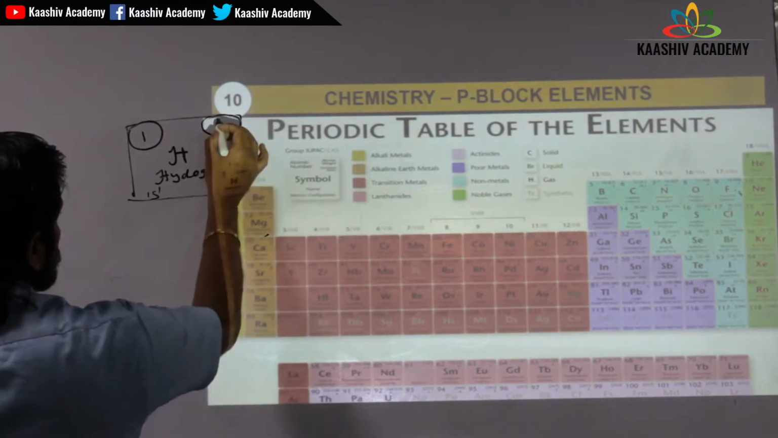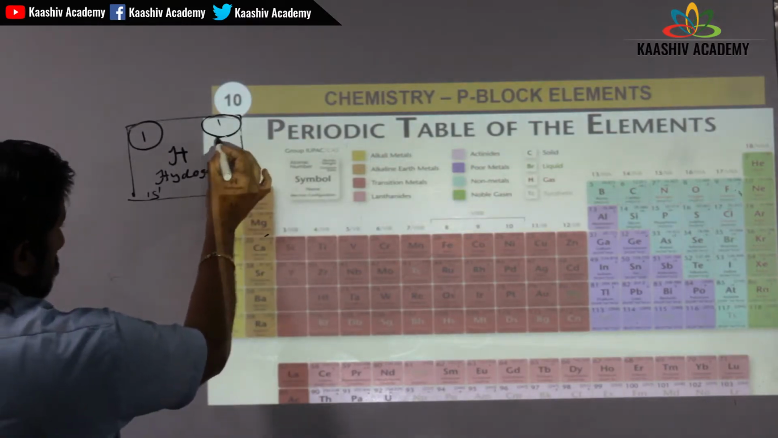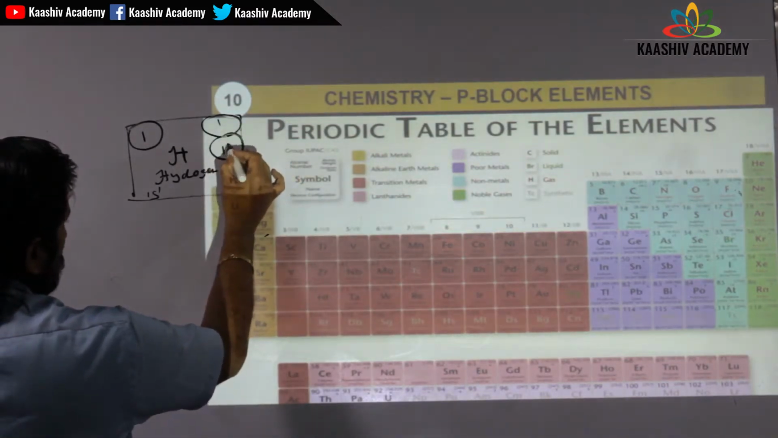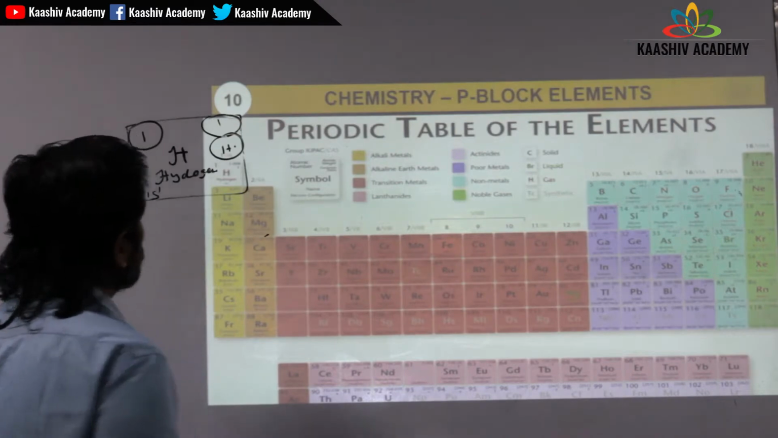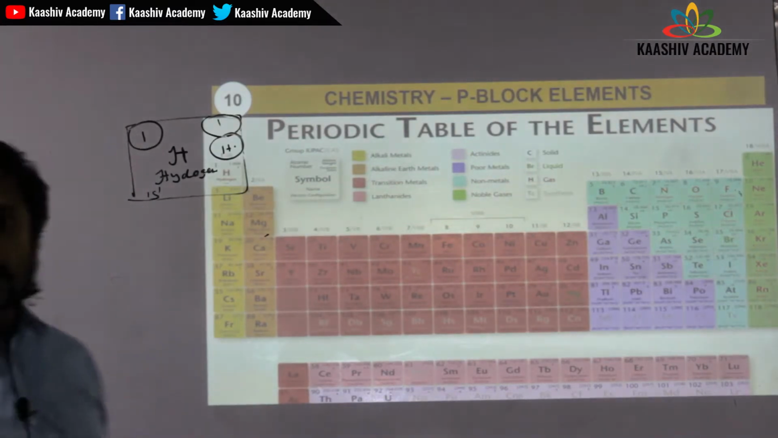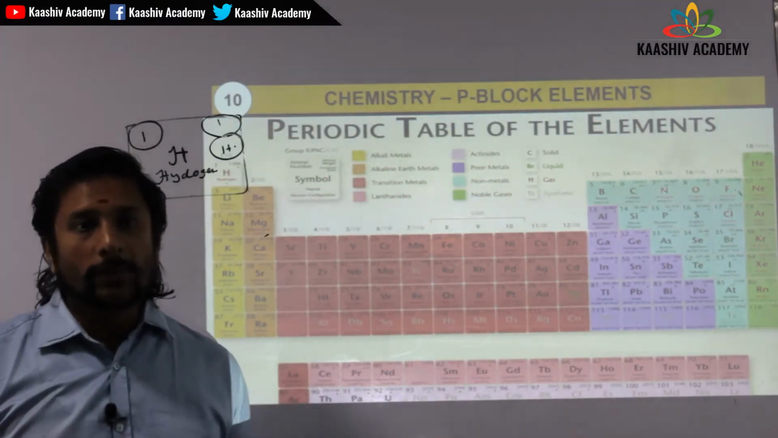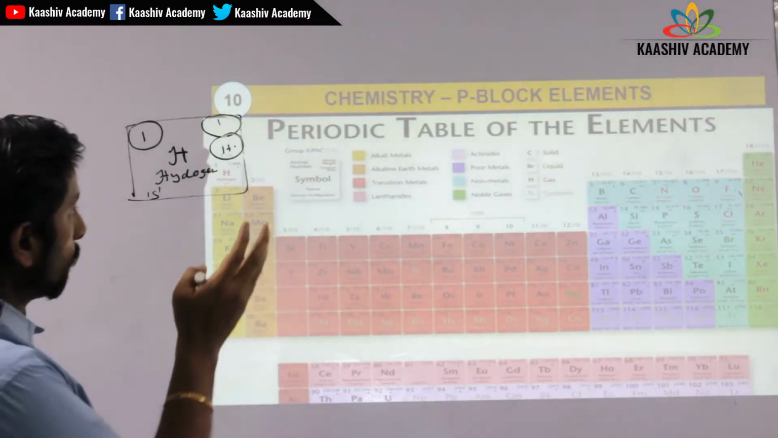What is the atomic weight? 1. And bottom you got the oxidation state. What is the oxidation state of hydrogen? So this is how the elements are indicated in your periodic table. So just note it down.